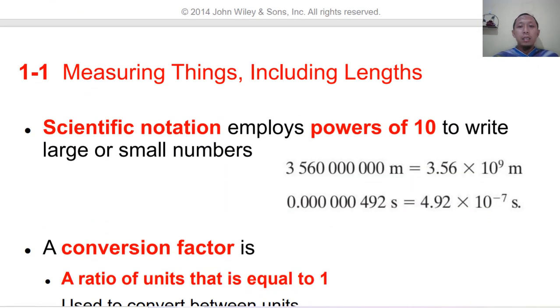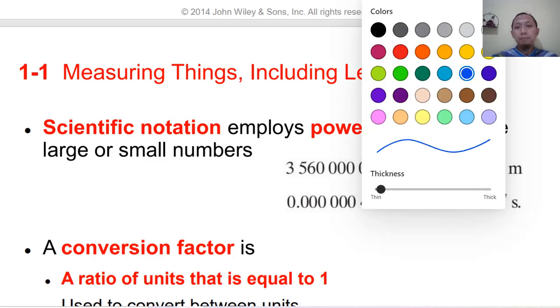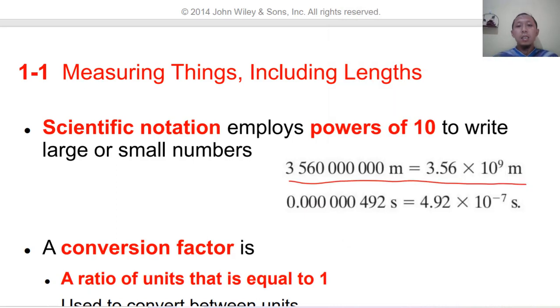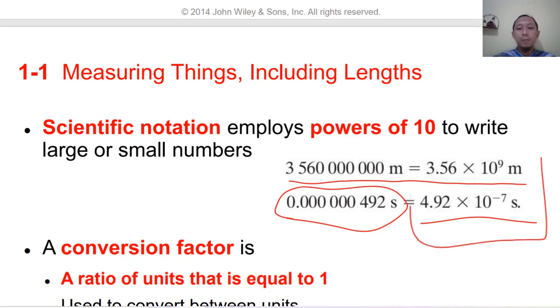And then how to write a number in some measurement is also important. In the first one, we can see this one: 3,560,000,000 meters, so we can easily see that it's like 3.56 multiplied by 10 to the power of 9 meters, or we can also write it like this. So we can easily see the number by using this system or this method.